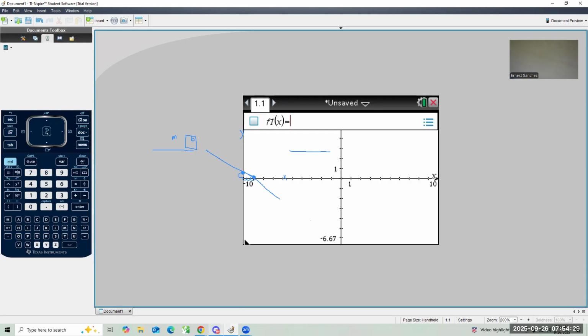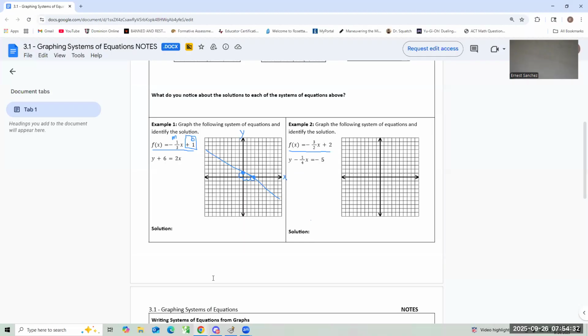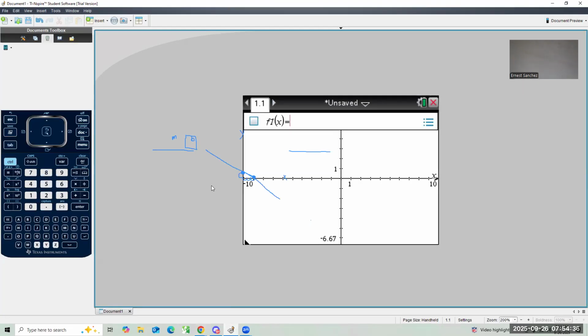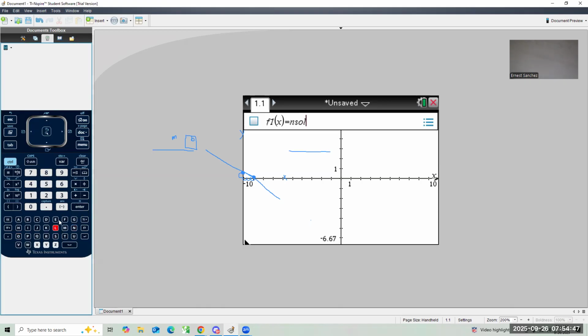And since my equation is not in y equals mx plus b form, I'm going to have to use nsolve for this. I'm going to move this thing over here. So N S O L V E. Make sure you spell solve right. Some people were accidentally getting it wrong just because they forgot how to spell solve right. So take your time. If it's not popping up, go recheck your equation and your spelling, okay?